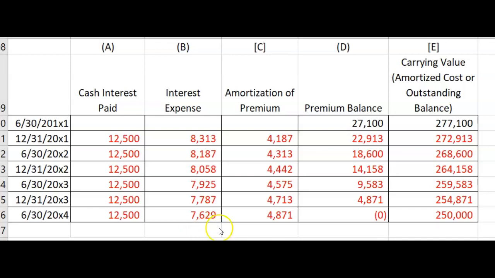Let's pretend that you don't know that this was a 10% bond. Using the information on the table, calculate the bond's annual contract interest rate. Give it a good try. Then start the video again to check your work.